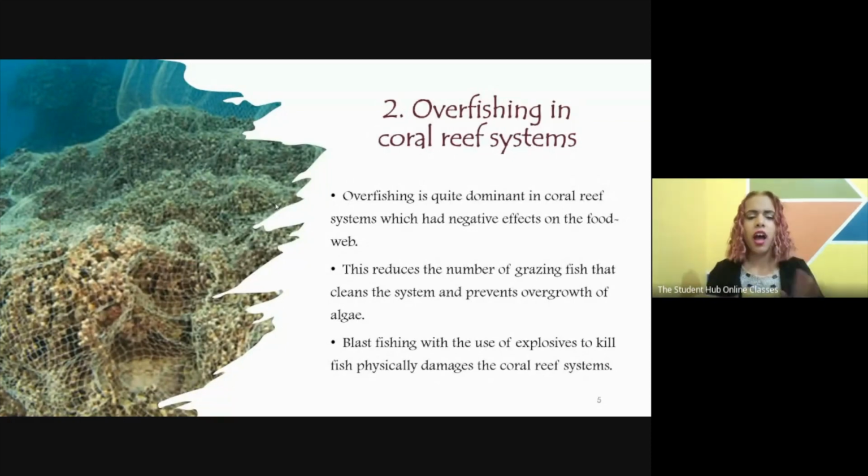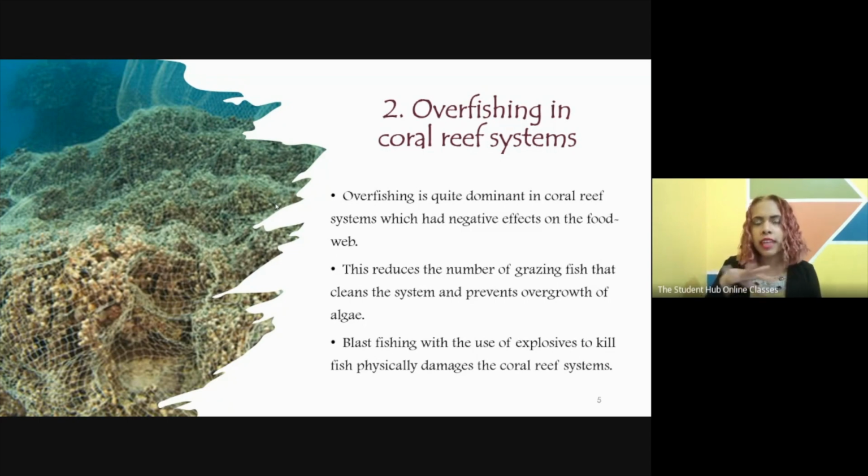Then a lot of the fish reserves in the Caribbean actually come from the coral reef system. Jamaica and Barbados and the Bahamas and all these areas have those coral reef systems, right? But one of the things is that there's overfishing taking place in these coral reef systems, and that has impacts on the food web.